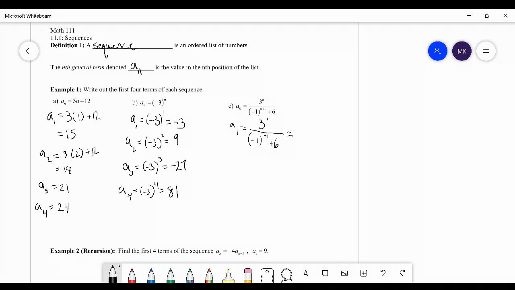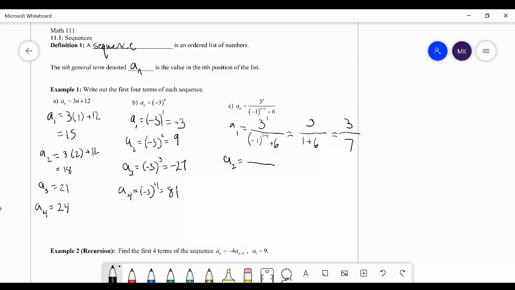So we want to piece this together and be careful. 3 to the first is just 3. Now I have negative 1 to the 1 plus 1. So 1 plus 1 is 2, and negative 1 squared is 1. We get 1 plus 6. So this is 3/7.